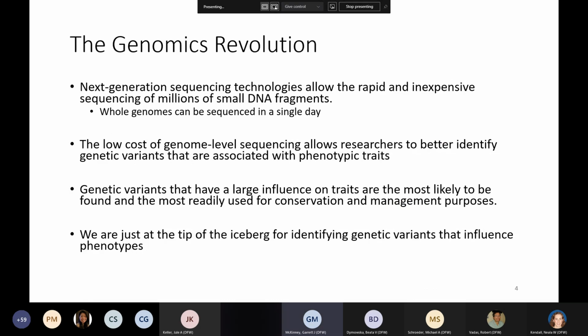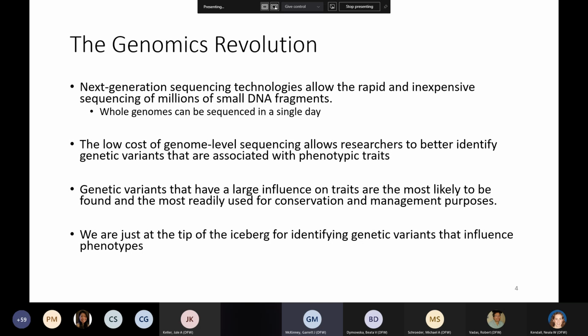So with the genomics revolution, it's been a really exciting time to be in science. The next generation sequencing technologies that are out allow rapid and inexpensive sequencing of millions of small DNA fragments. In practical terms, this means that we can have whole genomes sequenced in a single day, or multiple whole genomes, depending on the equipment being used. And on the other end of the scale, we can genotype fish for hundreds of genetic markers, but genotype thousands of them at a time.